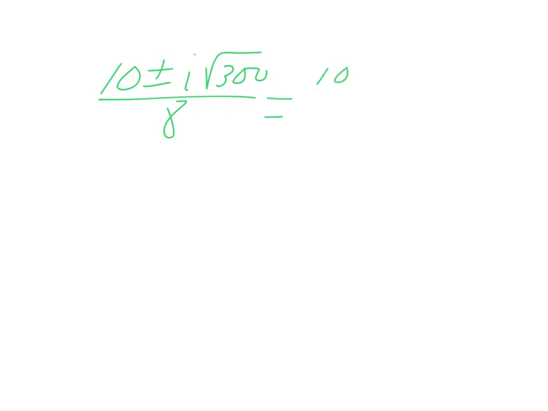So I have 10 plus or minus i. 300 has a perfect square in it. 100 times 3. Square root of 100 is a perfect square. So that's what I had to find in order to solve that. So you always have to simplify. So you always have to look to see if there's a perfect square. Do not leave it as square root of 300. You need to simplify it down as far as it'll go.